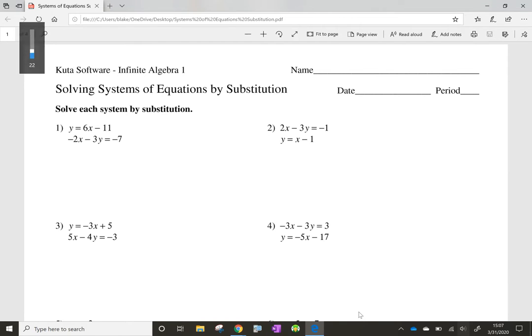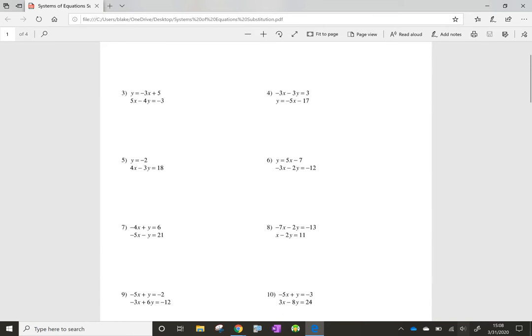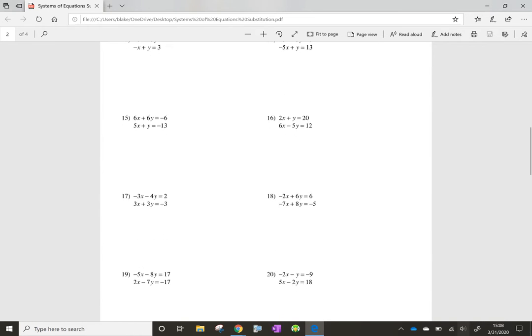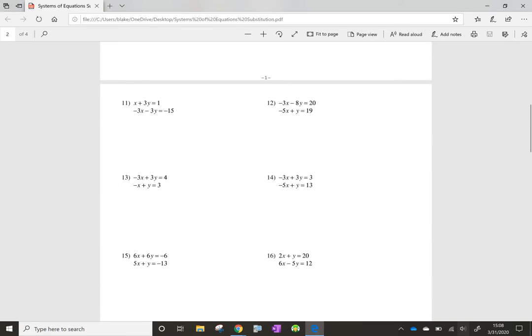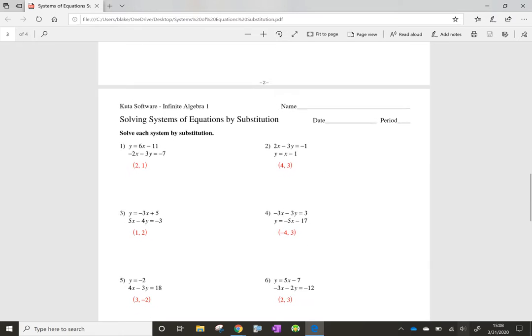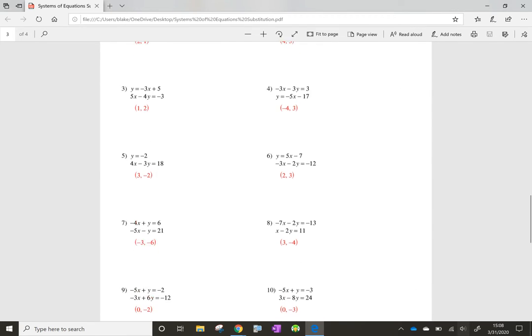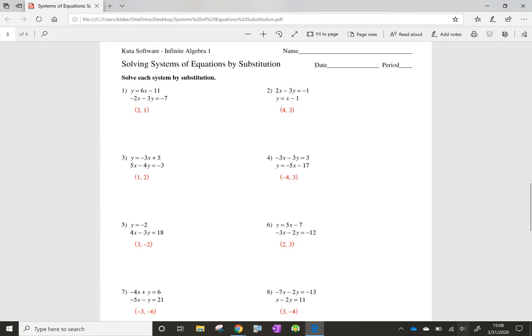Hey there. So this is the solving systems of equations by substitution. Now, in this, you'll see this document has multiple pages. We have 1 through 10, then 11 through 20. We're not going to do 11 through 20. That's just too much. So we're just going to stick to 1 through 10. The bottom of this document are the answers, and we can go and check those answers maybe at the end.